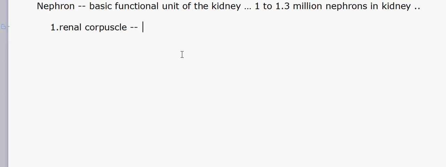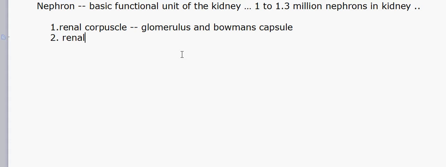So the renal corpuscle comprises the glomerulus and the Bowman's capsule. And the second part is the renal tubule, which comprises several tubules leading to the collecting duct.